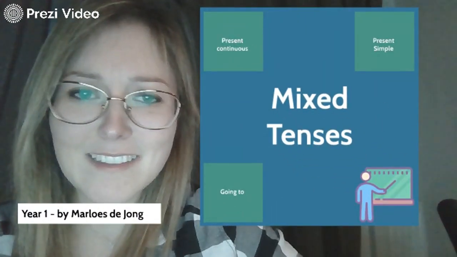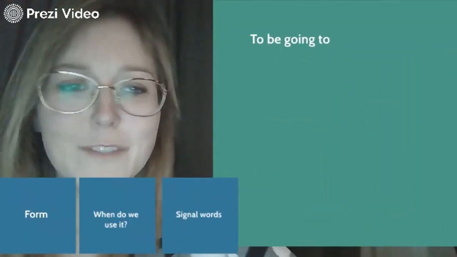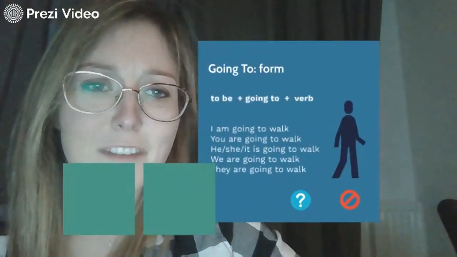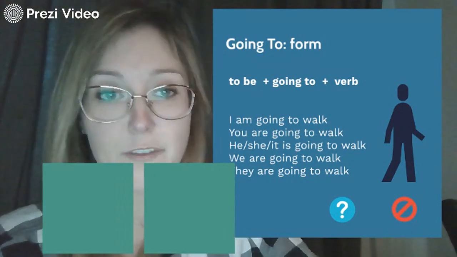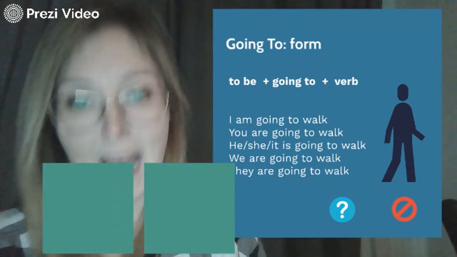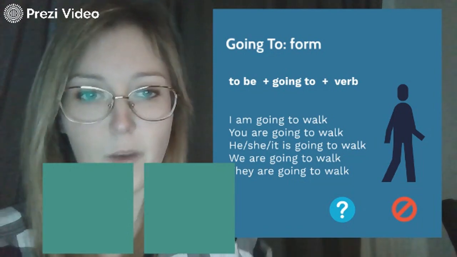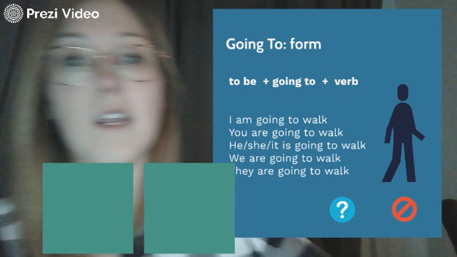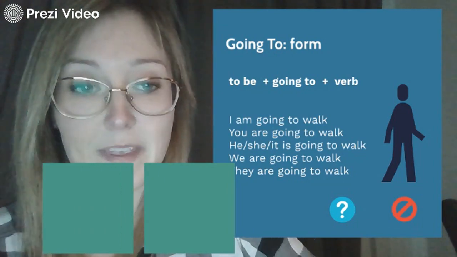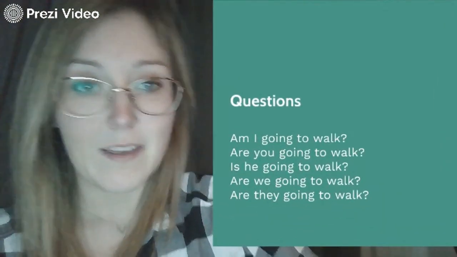Okay, our next tense is going to be the going to future. What does it look like? Again, a form of to be, going to, and a verb. So I am going to walk, you are going to walk, he is going to walk, we are going to walk, etc. How do you make a question?